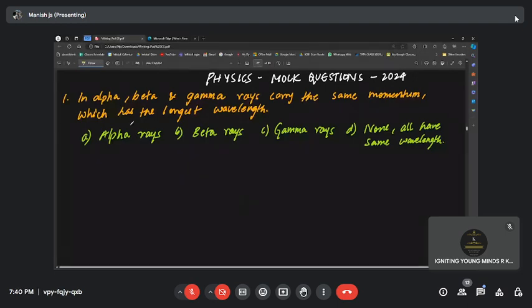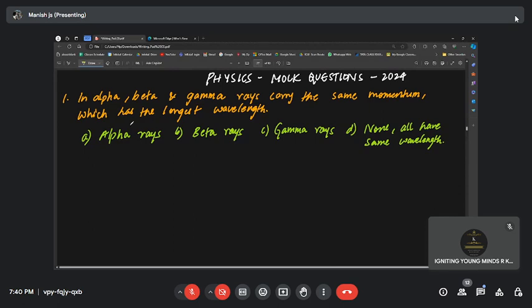In alpha, beta, and gamma rays, all three of them, if they carry the same momentum, which of them has the longest wavelength? All these three rays are having the same momentum. That's given in the question. But they're asking us which one of them will have the longest wavelength. So how to approach this question?